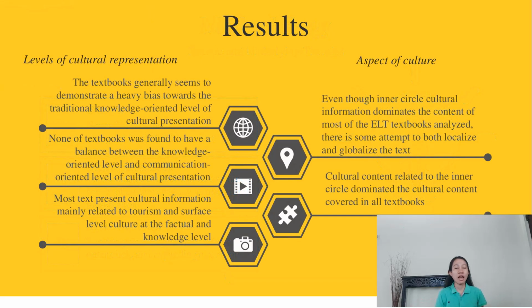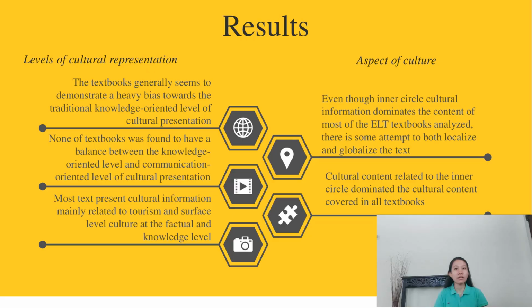I divide the result into two kinds. The first is the level of cultural representation, and here there are three findings that I can summarize. The first is that textbooks generally demonstrate a heavy bias toward the traditional knowledge content level of cultural representation. And the second is that none of the textbooks was found to have a balance between the knowledge-oriented level and the communication-oriented level of cultural representation, because most of the cultural representation is in the reading text.